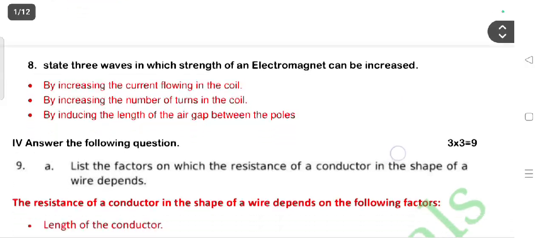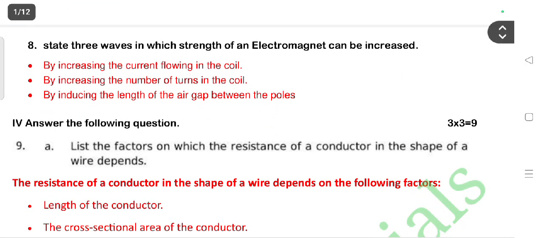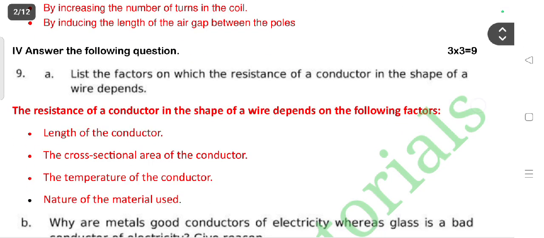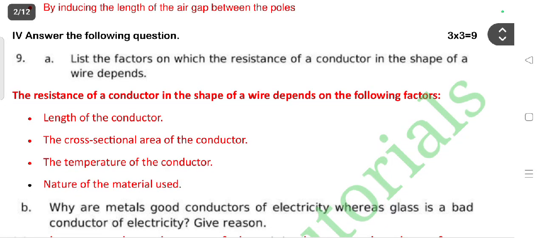Next, state 3 ways in which the strength of an electromagnet can be increased. So by increasing the current flowing in the coil, by increasing the number of turns, and by increasing the length of the air gap between the poles. Next, come to fourth main. Answer the following question.